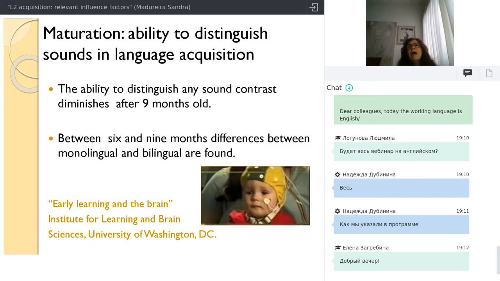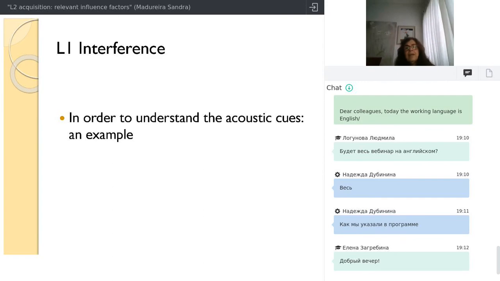So in her research, she took babies from 6 to 9 months, and these babies were exposed, for instance, to Mandarin Chinese for some hours. And from 6 to 9 months, the baby can distinguish all sounds a native speaker of Mandarin Chinese does. After 9 months, differences between monolingual and bilingual are found. You see, that's very early, right? And these experiments use information, right, with the EEG.